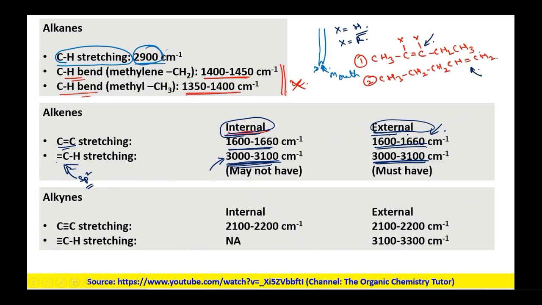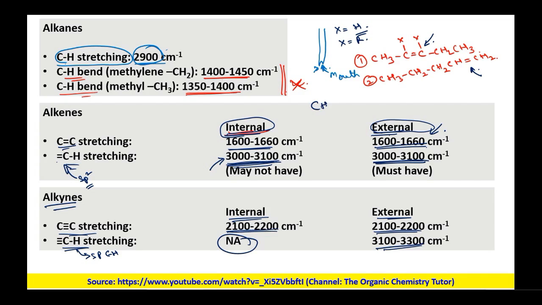Now coming to the alkynes, again it may be an internal or an external alkyne. C triple bond C stretching, we have already discussed, would be around 2100 to 2200 centimeter inverse. Whereas in the case of triple bond CH stretching, that means sp hybridized CH stretching, for the internal alkynes you will not get any signal. However, for the external alkynes, you will definitely be getting a signal.